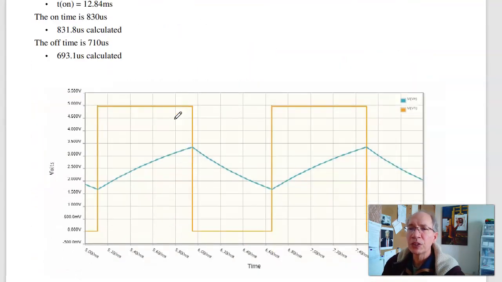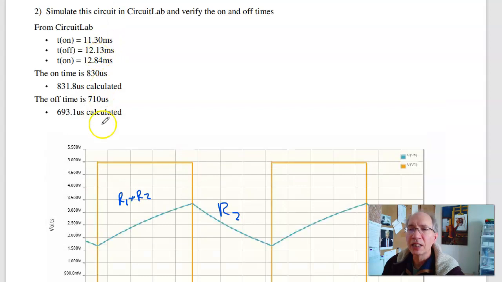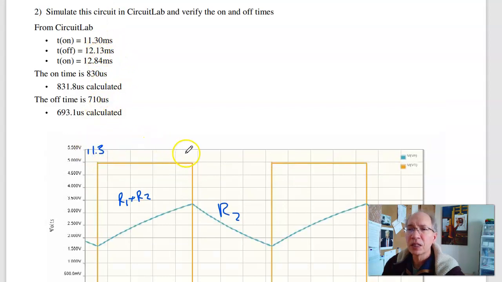Throw it in Circuit Lab, and here's what I get. I charge through R1 plus R2. I discharge through R2. And I can measure these times in Circuit Lab. And the on time, this is 11.3 milliseconds. This is 12.13 milliseconds. This is 12.84. Take the difference, I can get the on time and off time.